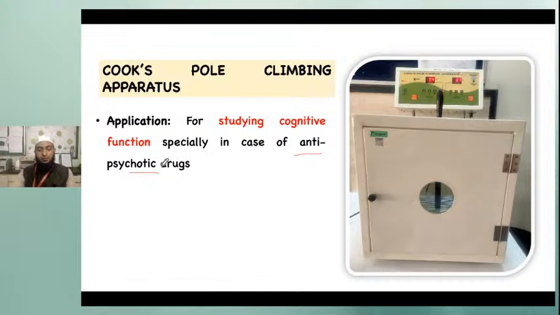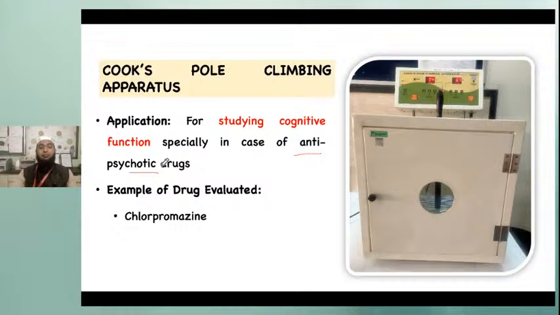The drug that can be evaluated is chlorpromazine. I have given just one example of a drug. Likewise many drugs can be evaluated by using the Cook pole climbing apparatus. So what is the application? For studying cognitive function, especially in case of antipsychotic drugs.